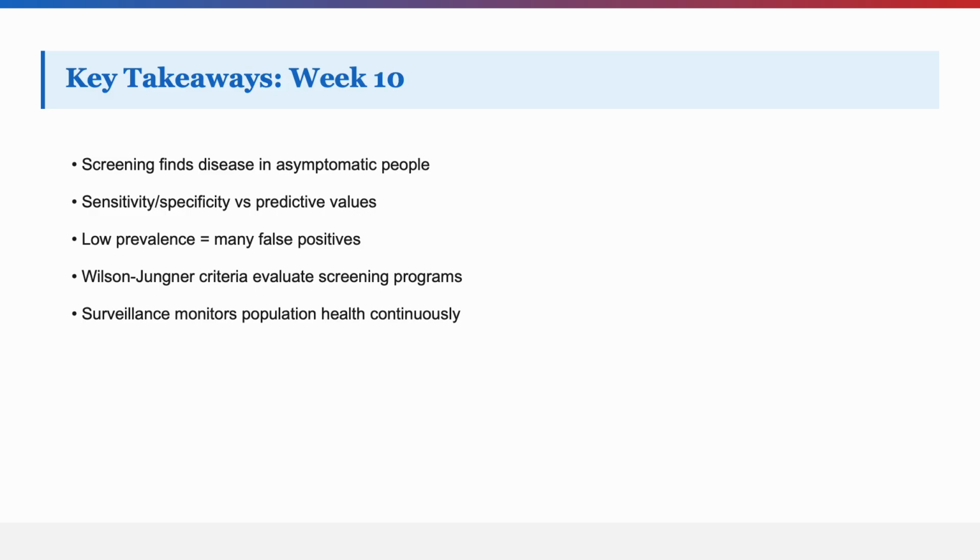Surveillance is ongoing monitoring of population health. It detects trends and outbreaks, informing public health action. Notifiable disease reporting is a key surveillance mechanism. For healthcare managers, these tools help you implement screening effectively, interpret surveillance data, and contribute to population health monitoring.